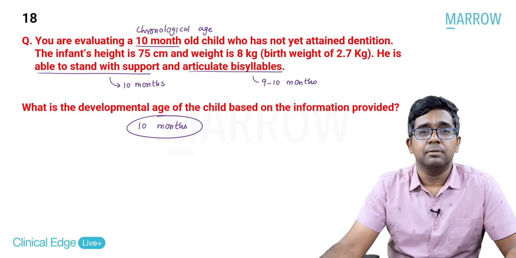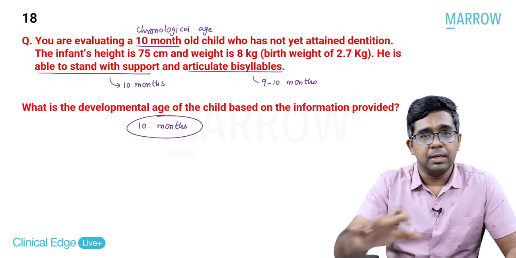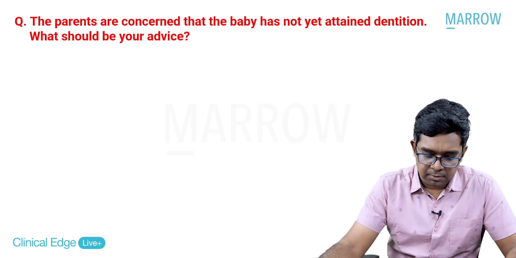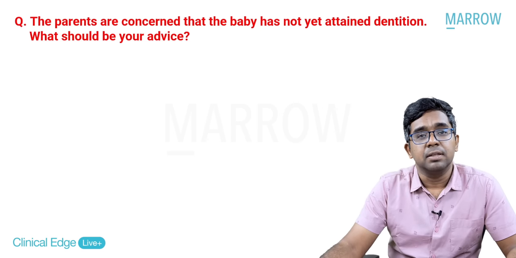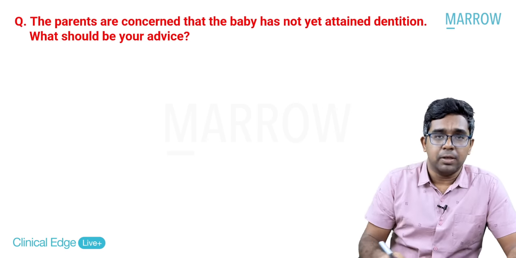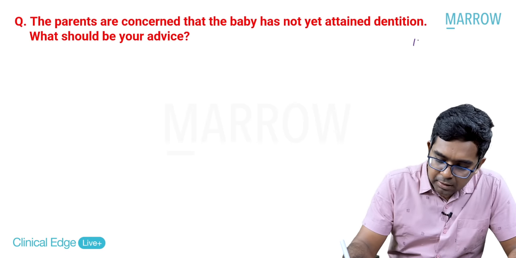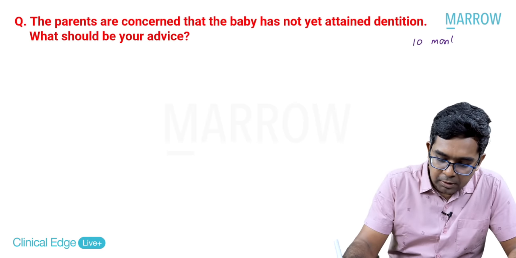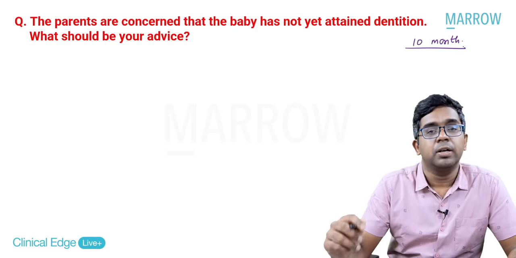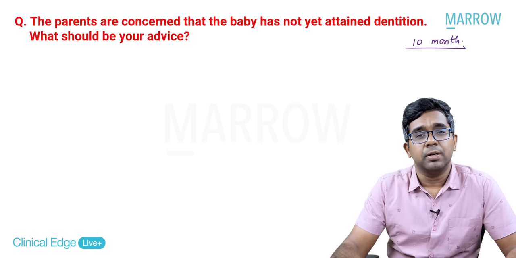Now look at the next part of the question. Now this same child, and we are considering this question, the parents are concerned that the baby has not yet attained dentition yet. What should be your advice? What is the age of the child? It is a 10-month-old child, correct? And the baby has not yet attained dentition. What should be your advice?